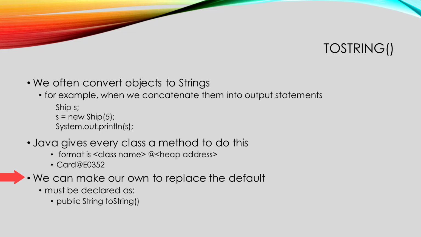If you want something prettier, you can declare your own toString method, but it must be declared exactly as public String toString(), with no parameters. In that method, you can build any string you want to describe the object.